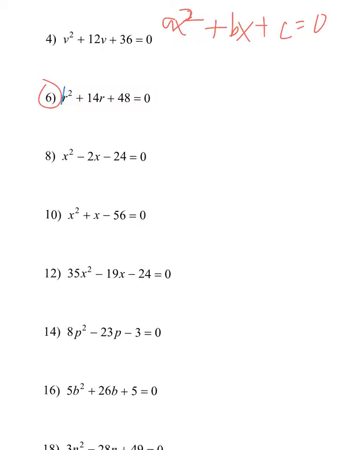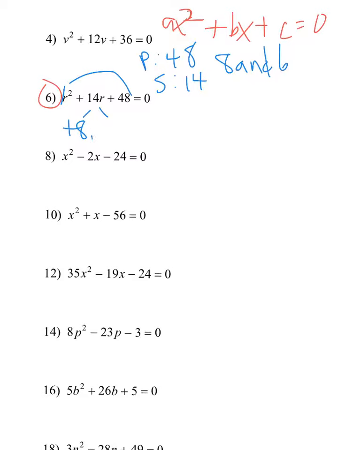So a is 1, c is 48, so I want a product of 48, and I want a sum of positive 14. So if you think of your factors of 48, two numbers that multiply to 48 and add to 14 are 8 and 6. So we're going to split this into plus 8r and plus 6r. So I have r squared plus 8r plus 6r plus 48 is equal to 0.